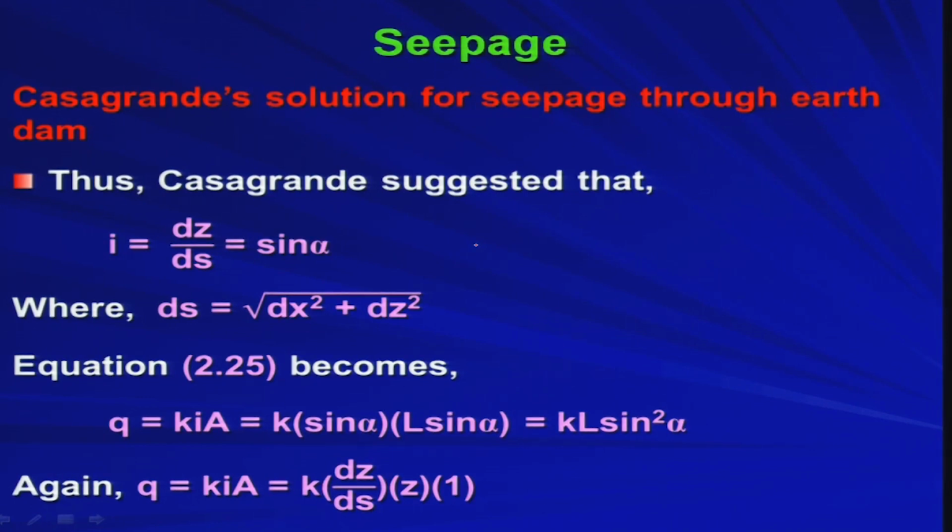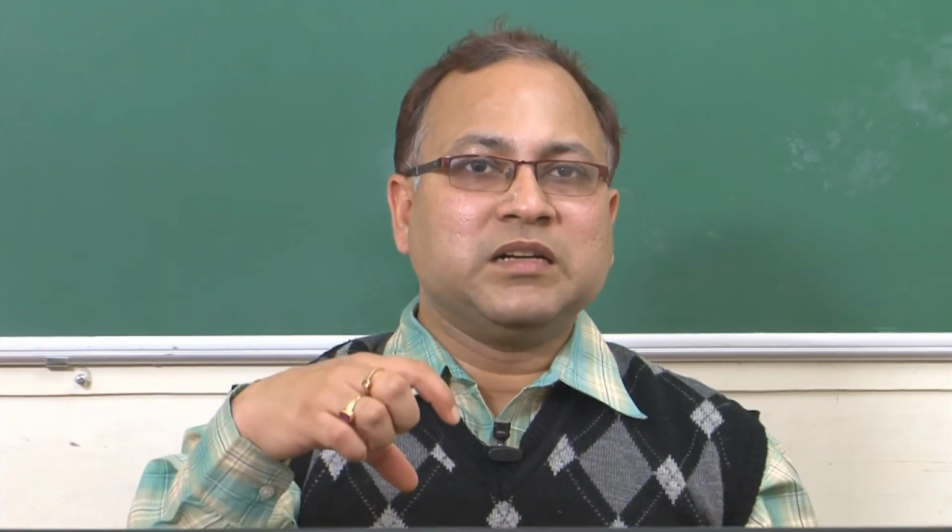What I mean to say is, Dupuit proposed that the hydraulic gradient should be equal to dz dx, where dz is the vertical length and dx is the horizontal length. Now, instead of taking dz dx, you are considering dz ds, where ds is the actual curve length, that parabolic curve or the phreatic line curve.